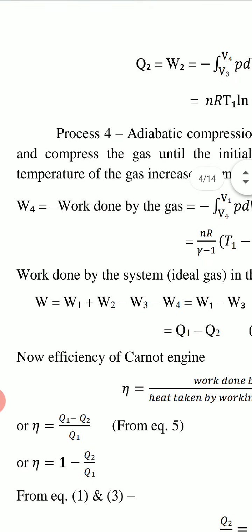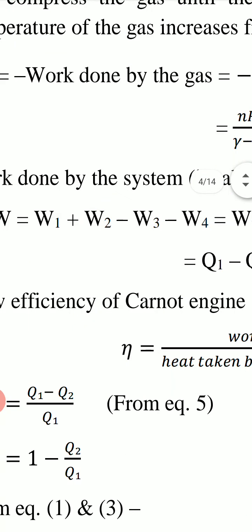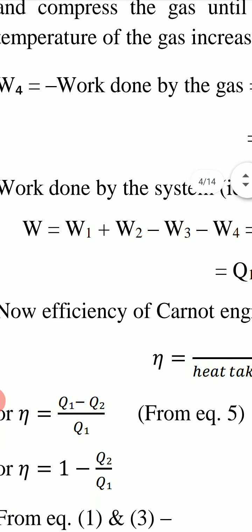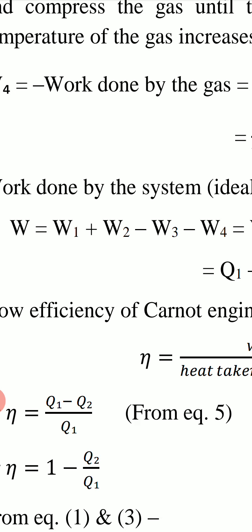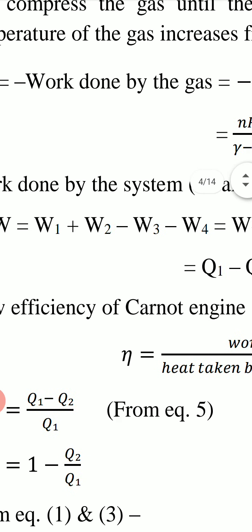Now the total work done in the complete cycle, in the Carnot cycle, total work done W is equal to W1 plus W2 minus W3 minus W4. The first two works, W1 and W2, are taken positive because these are work done by the system, and the next two works, W3 and W4, are taken as negative because these are work done on the system. So work done by the system W is equal to W1 plus W2 minus W3 minus W4.